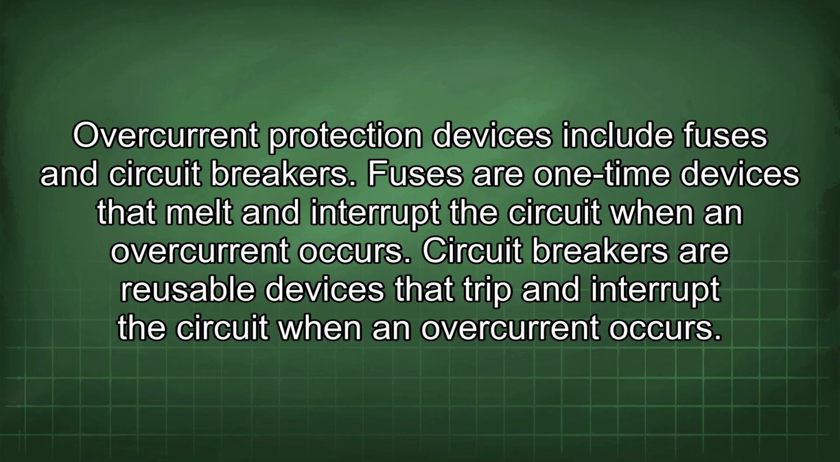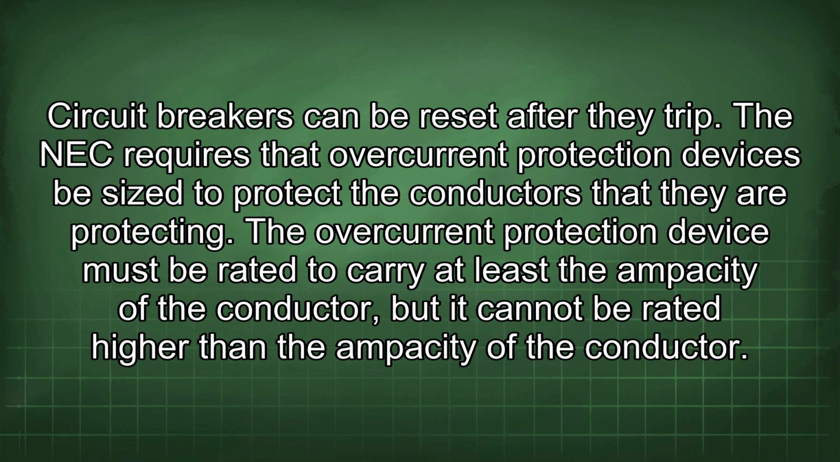Fuses are one-time devices that melt and interrupt the circuit when an overcurrent occurs. Circuit breakers are reusable devices that trip and interrupt the circuit when an overcurrent occurs. Circuit breakers can be reset after the trip. The NEC requires that overcurrent protection devices be sized to protect the conductors that they are protecting. The overcurrent protection device must be rated to carry at least the ampacity of the conductor, but it cannot be rated higher than the ampacity of the conductor.